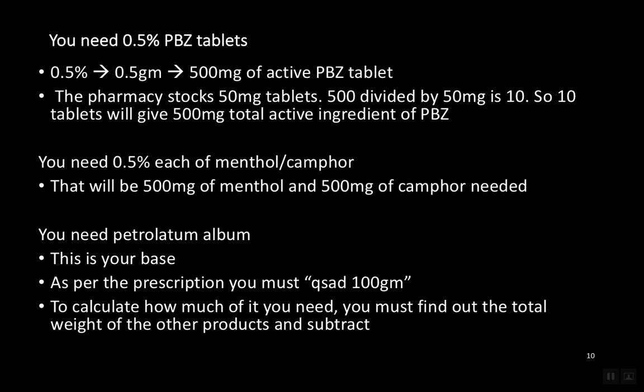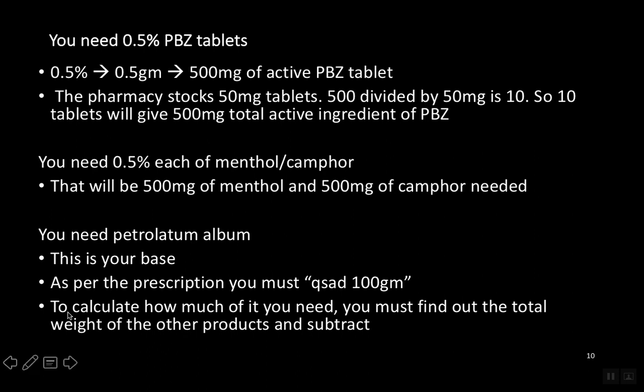You also need 0.5% PBZ tablets. 0.5% means 0.5 grams in each 100 grams total that you're going to make. So in this case, you need exactly 0.5 grams, which also means 500 milligrams of active PBZ. The pharmacy only stocks 50 milligram tablets, so you divide and find out that you need 10 tablets, which will give you the 500 milligrams or 0.5 grams of total PBZ that you need.